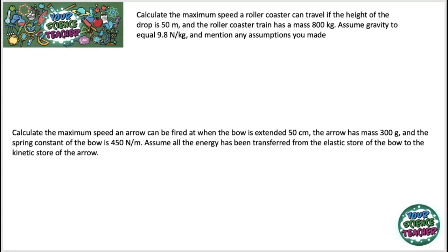So if I just quickly draw out a little diagram, I know my diagrams aren't always the best of what's actually going on. So we have a roller coaster train and it's going down a drop, and gravitational energy is going to be converted into kinetic energy. So the first thing to do is calculate the amount of gravitational potential energy that we've got. If you remember, gravitational energy is equal to mass times gravity times height, and that should give me my gravitational potential energy.